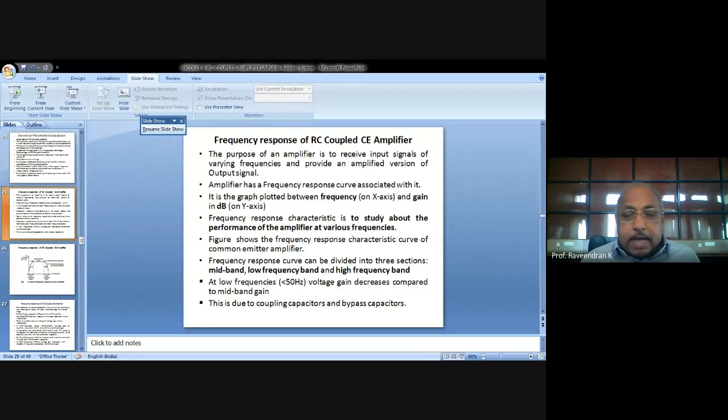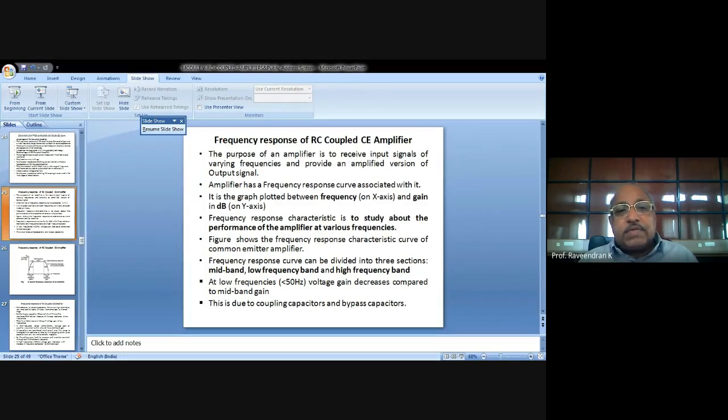In the lower frequency region, below 20 hertz or below 50 hertz, we have seen the capacitor offers very high reactance, so some of the signal strength gets reduced. But at high frequencies above 20 kilohertz, why does the voltage gain decrease again? Because at very high frequencies, the capacitive reactance offered by CC, the coupling capacitor, is very low, and this increases the loading effect of the next stage.